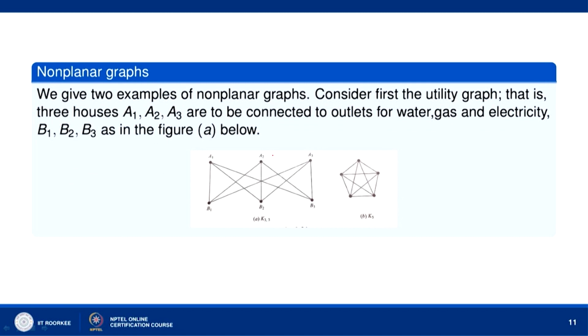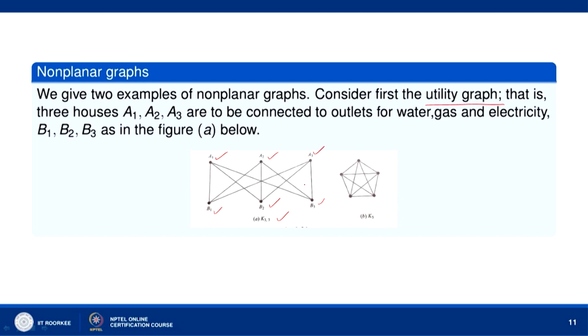Let us take two examples. In example A, we have a utility graph. There are three houses A1, A2, A3, which are to be connected to outlets for water, gas and electricity, B1, B2, B3, as shown in this figure. In figure A, we have 6 vertices and we have 9 edges. You can see 1, 2, 3, 4, 5, 6.